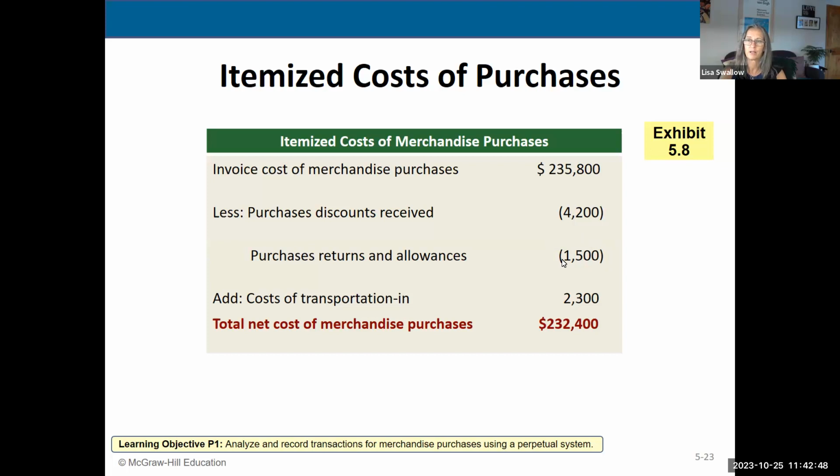And then I get a bill from DSL Trucking, and it was FOB shipping point, so I paid for the shipping. I'm going to debit transportation. I'm sorry, I'm going to debit my inventory account. And the real cost of those Halloween decorations that I'm going to turn around and mark up and sell in my store was $232,400.